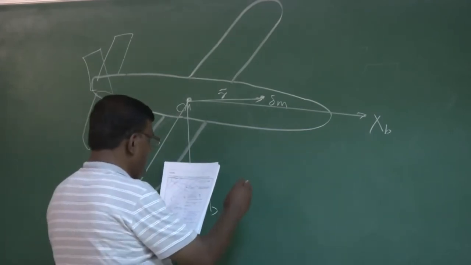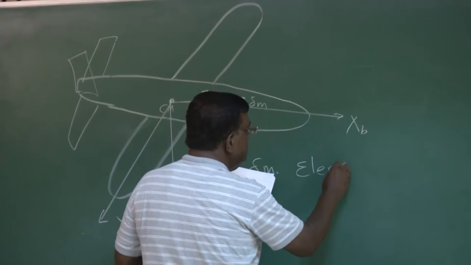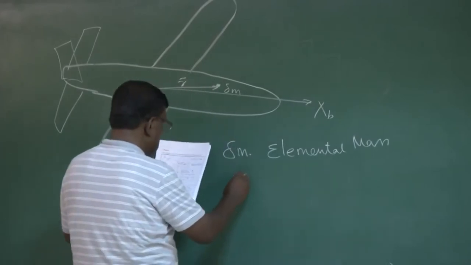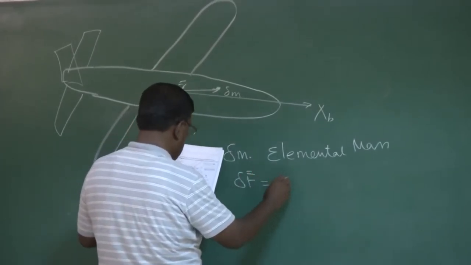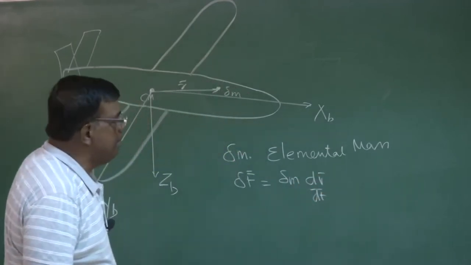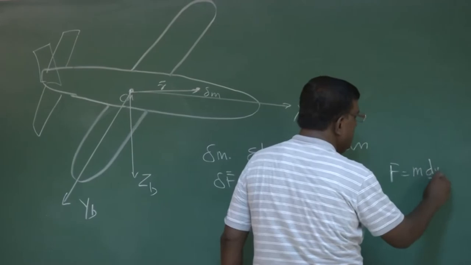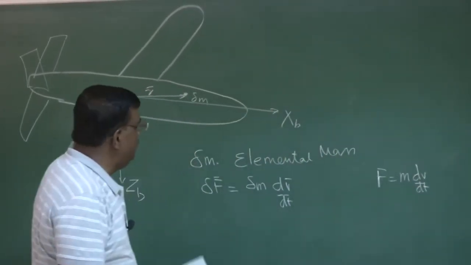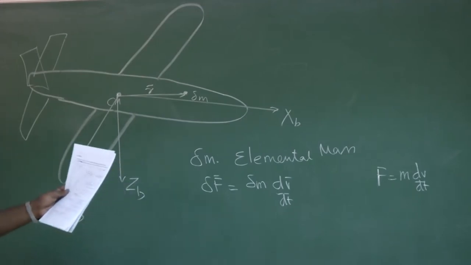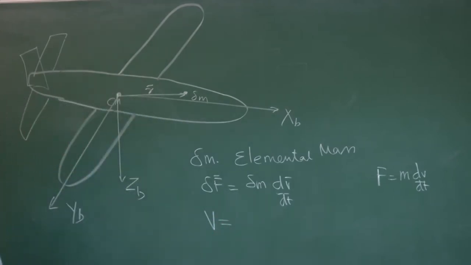Now I could write easily delta M as elemental mass and delta F is equal to, I can write delta M dV by dt. Right? You know that F equal to M dV by dt if M dot is 0. So for an elemental mass which is acted upon by force delta F, I can write this expression. More importantly, V is measured with respect to the inertial frame.